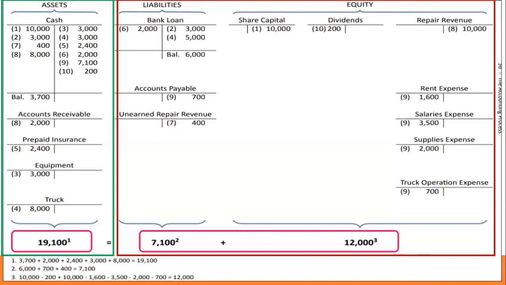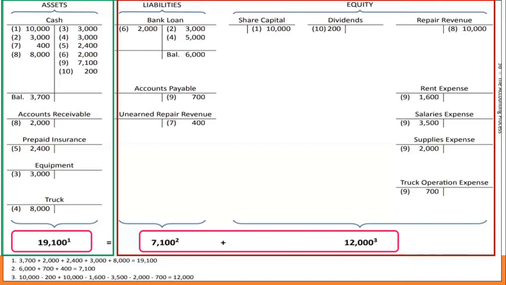Now, take note that under revenue, one of the components is expense, right? That is why we recorded these under repair revenue. For our share capital, we have 10,000. For dividends, we have 200. For repair revenue, we have $10,000 as well. Under each of these expenses, we have rent expense of 1,600, plus salaries expense of 3,500, plus supplies expense of 2,000, plus truck operating expense of 700.